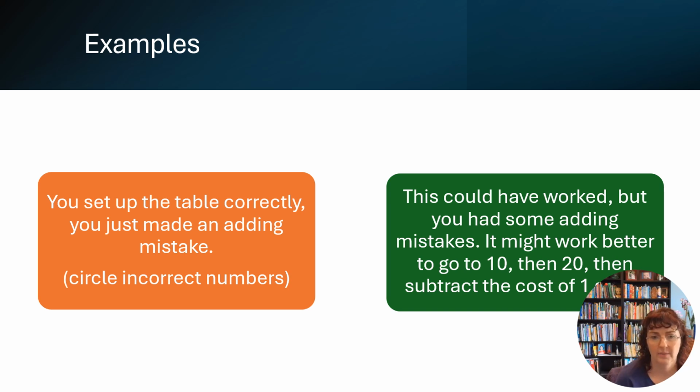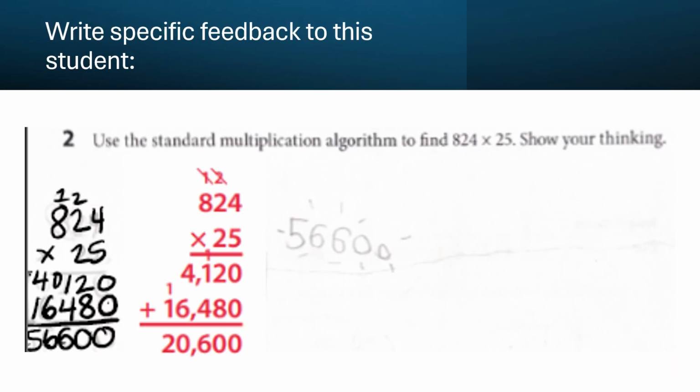You just want to think about what feedback you want to give the student and then a specific error that you're working on with them. This is a student who solved the problem incorrectly. What specific feedback would you give to this child about an area of need?